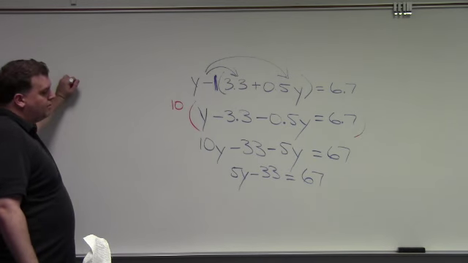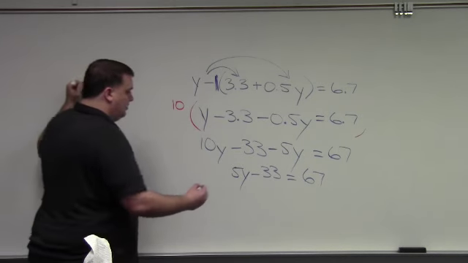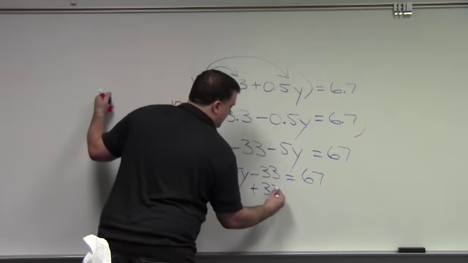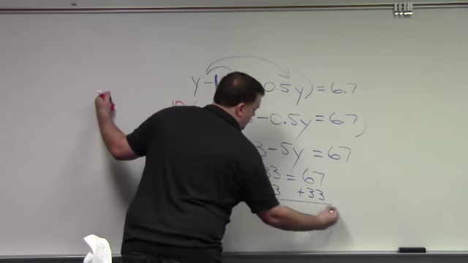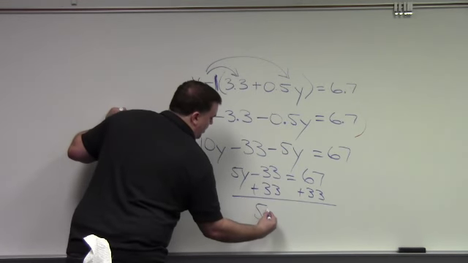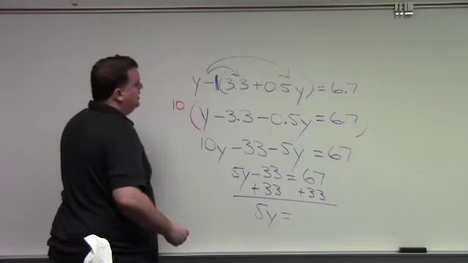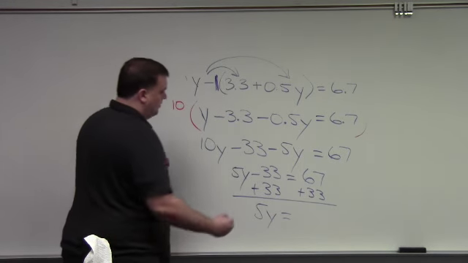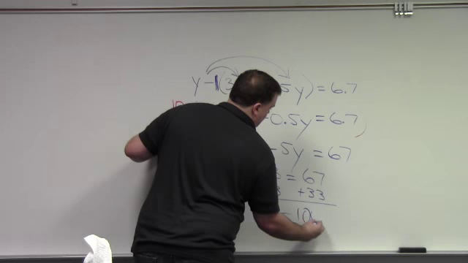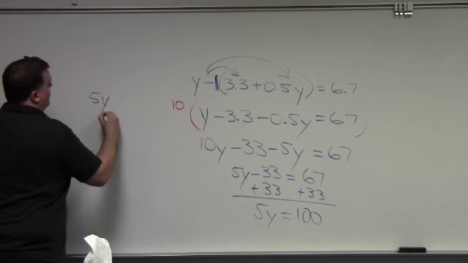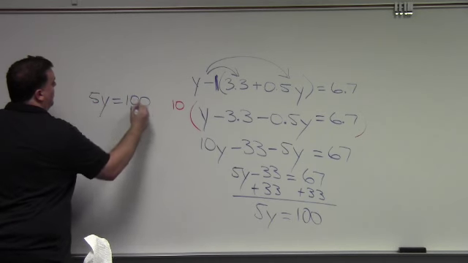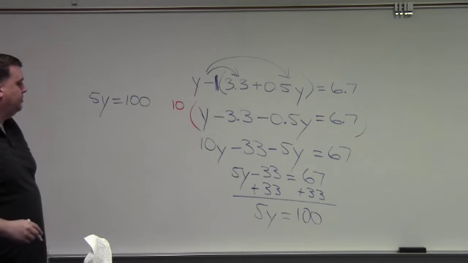What do I need to move now? 33. What's that? 33. 5y left on the left side. 67 plus 33? 100. We'll move over here. 5y equal to 100. My last step in order to get y by itself would be to do what?